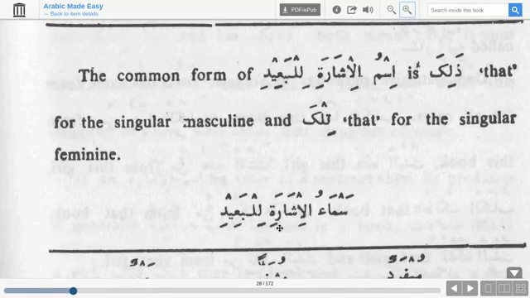Next, the common form of ismu al-isharati lil-ba'idi, it is for far away. It is dhalika, which means that. It is singular masculine, and the feminine of it is tilka. Tilka and dhalika are written the same, except the masculine has dhal, and represents over there. The word for there in Arabic is called hunaka. What are the similarities? ذلك, هناك. That ka at the end represents something that is far away.